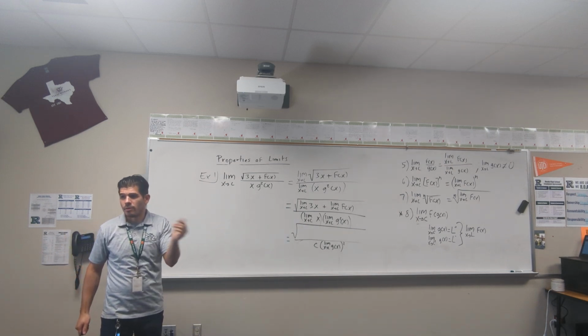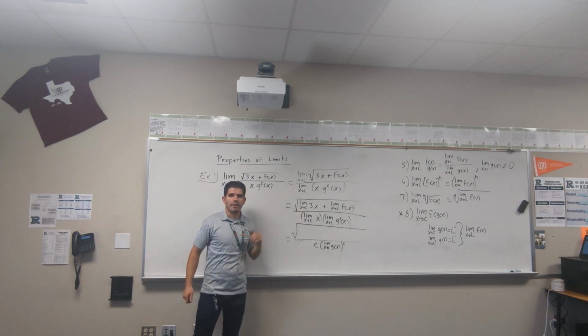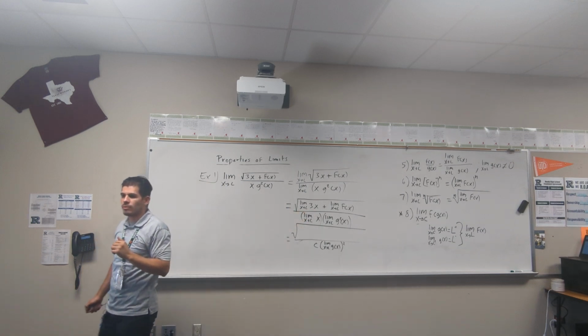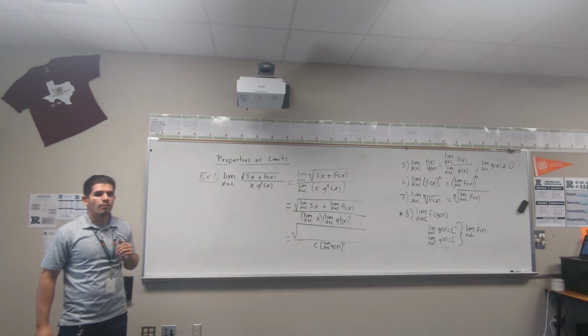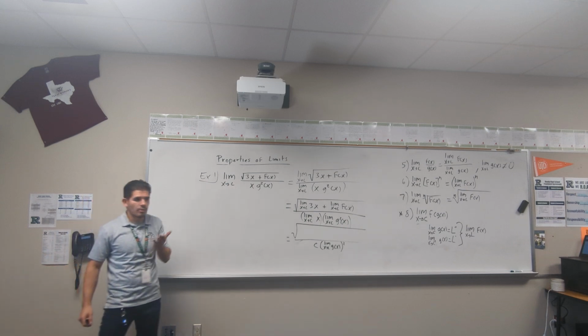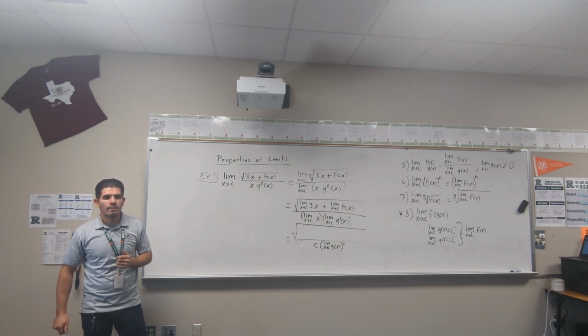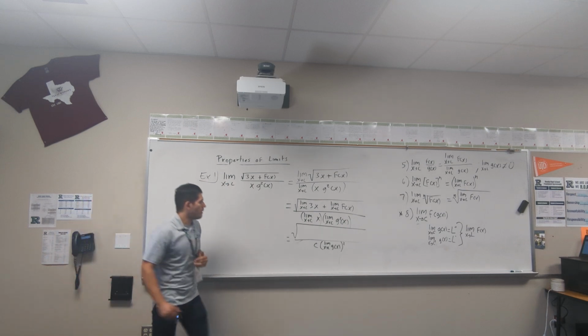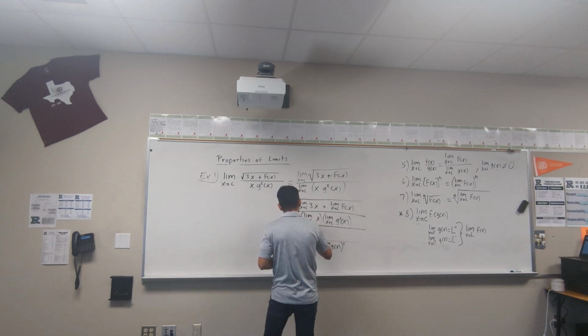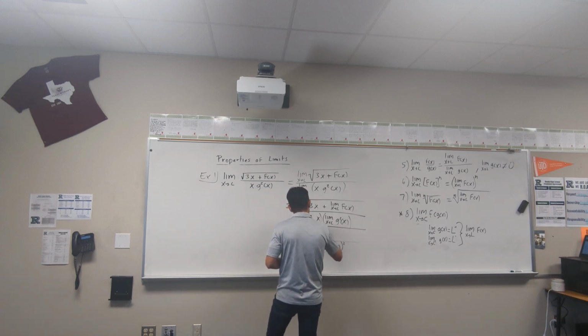I'll go ahead and tell him he is right. But what is technically happening here between the 3 and the x? They're multiplication. Is there a property for multiplication that I gave you? So then wouldn't that essentially become the limit as x approaches c of 3 times the limit as x approaches c of x?